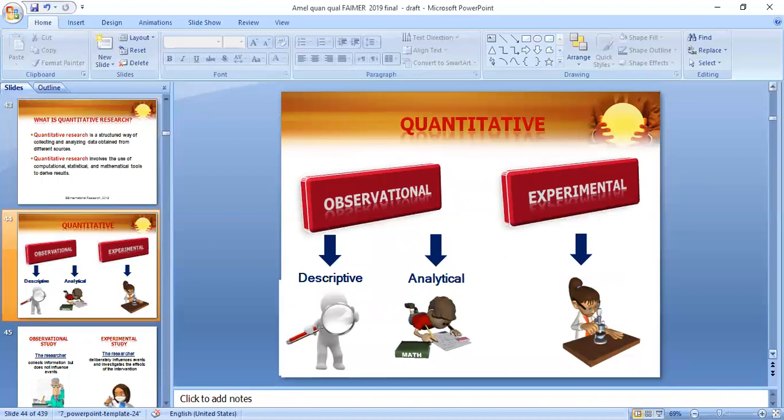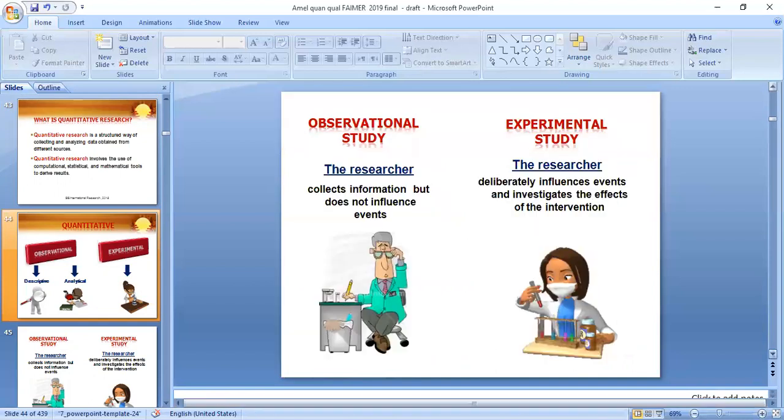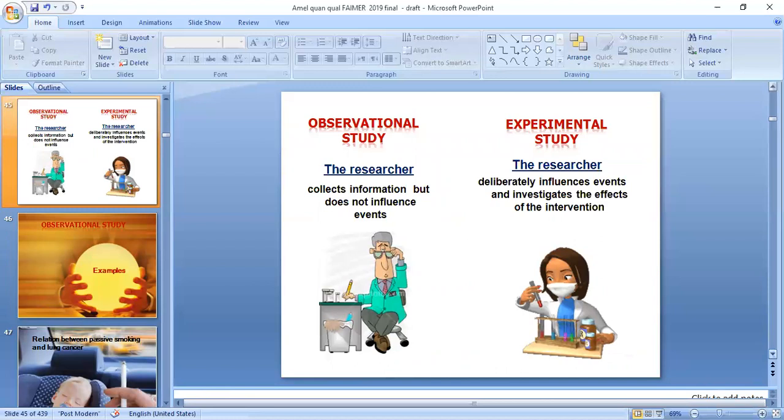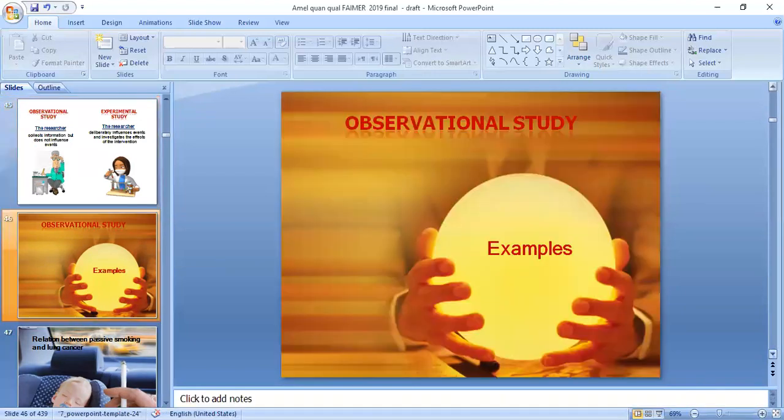There are 2 main types of quantitative research, either the observational one or the experimental one. In the observational one, the researcher collects information but does not influence events. But in the experimental study, the researcher deliberately influences events and investigates the effect of the intervention.